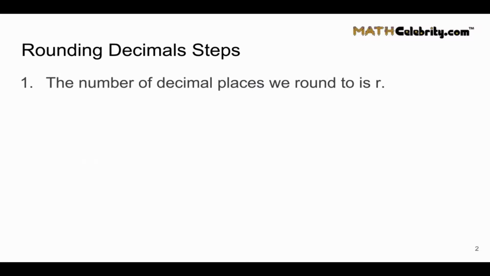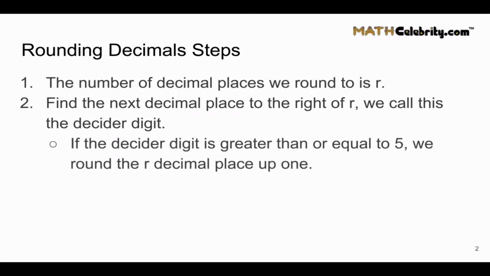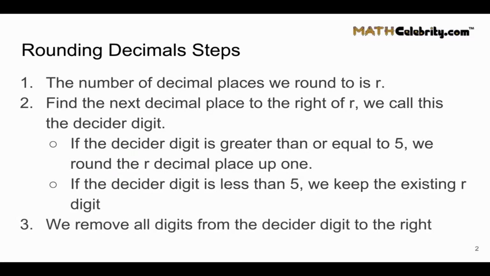So here's our three-step formula. Step 1, we want to determine the number of decimal places we round to. We'll call this R. Next, we're going to find the next decimal place to the right of R. We call this the decider digit. Step 2a, if the decider digit is greater than or equal to 5, we round the R decimal place up one number. If the decider digit is less than 5, we keep the existing R digit. We do nothing with it. And finally, we remove all digits from the decider digit to the right. So start at the decider digit, move right, and get rid of all those numbers.